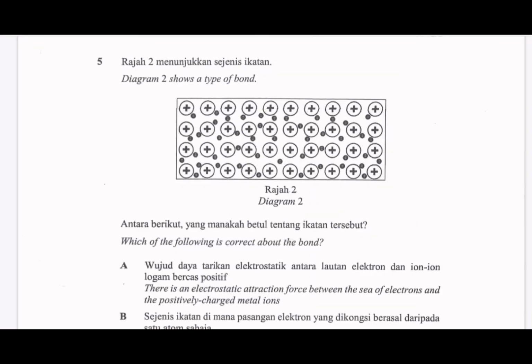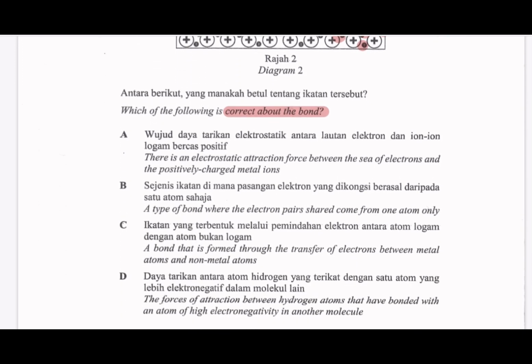Okay, question number 5. The diagram shows a type of bonding. Which of the following is correct about the bonding? Okay, from the diagram, this is a metallic bond, because there are many positive nuclei and delocalized electrons. So this definitely refers to the metallic bond. Okay, we go through the answers. Okay, the answer is A.